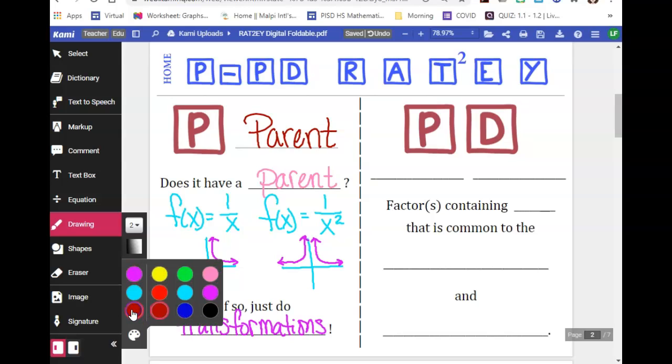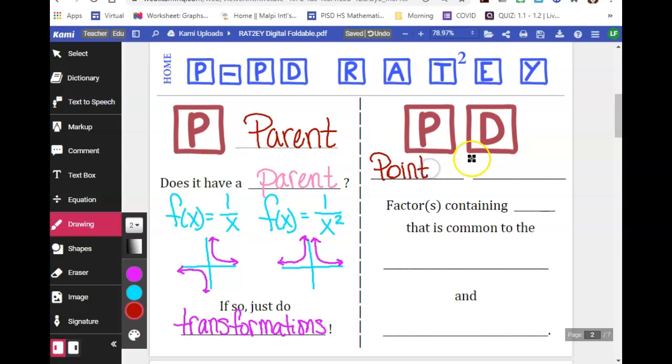Okay, then so the PD part of that, not new to us, we've talked about it a few times. This is our point of discontinuity, which of course would mean that we would have a hole or two. We could have more than one hole.